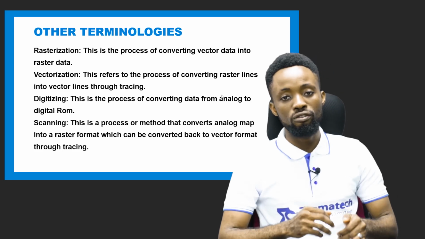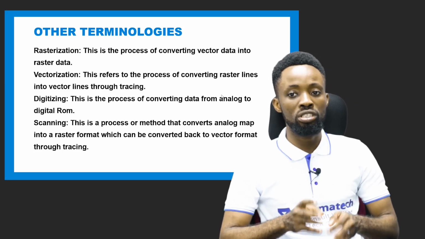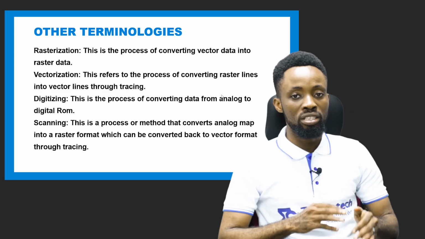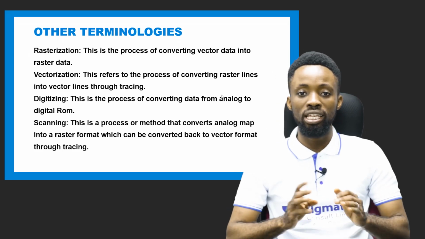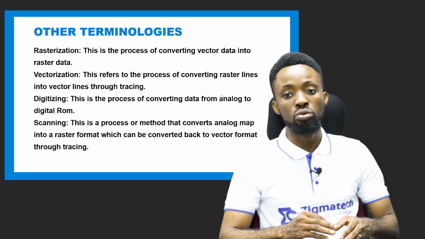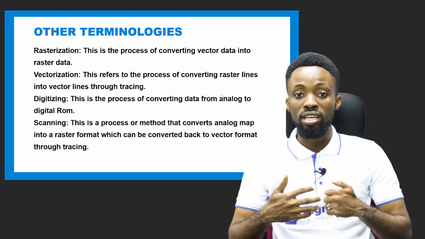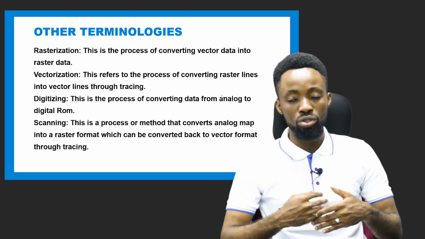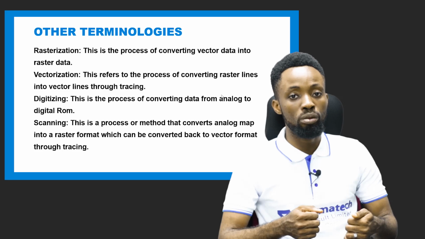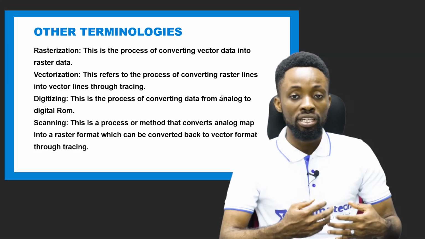Then we have another terminology called digitizing. The process of converting data from analog to digital is called what? Digitizing. So when you convert an analog piece of data into a digital form, we see it as digitizing. And most times it's made possible with the help of modern day digitizers.